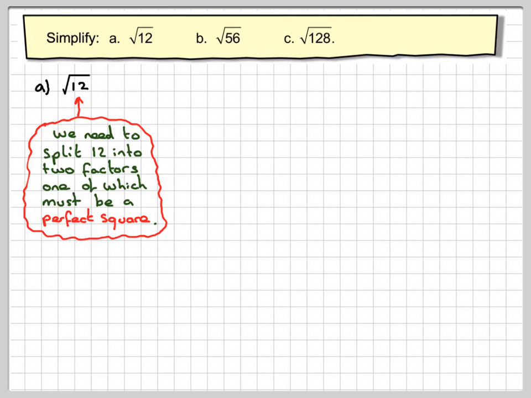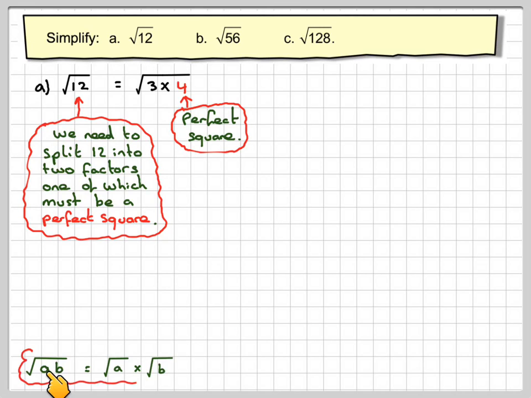So obviously 12 can be split into 3 times 4, a perfect square. And then we've already learned that if you want to do the square root of A times B, it's the same as doing the square root of A times the square root of B. So we can separate this as the square root of 3 times the square root of 4.